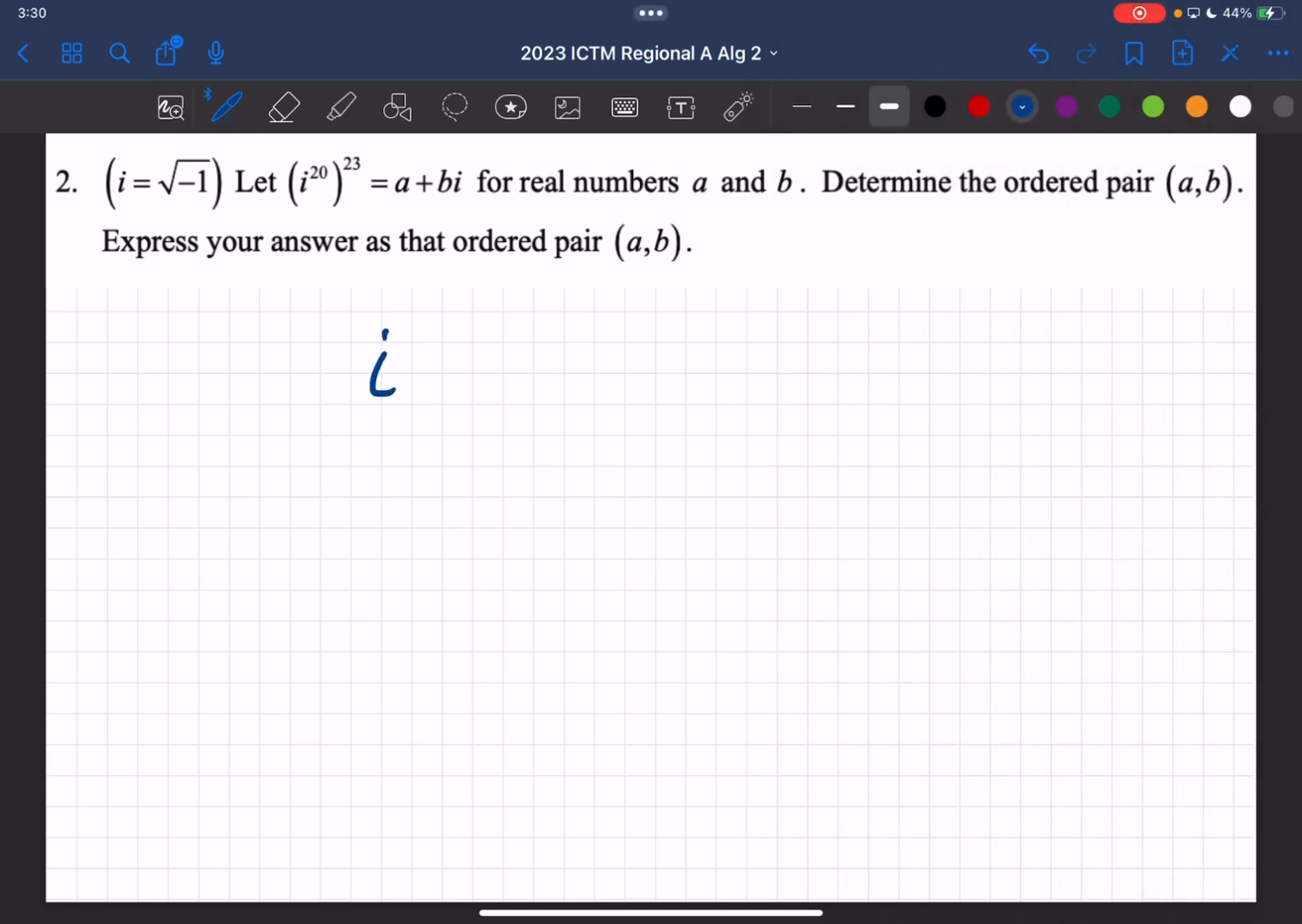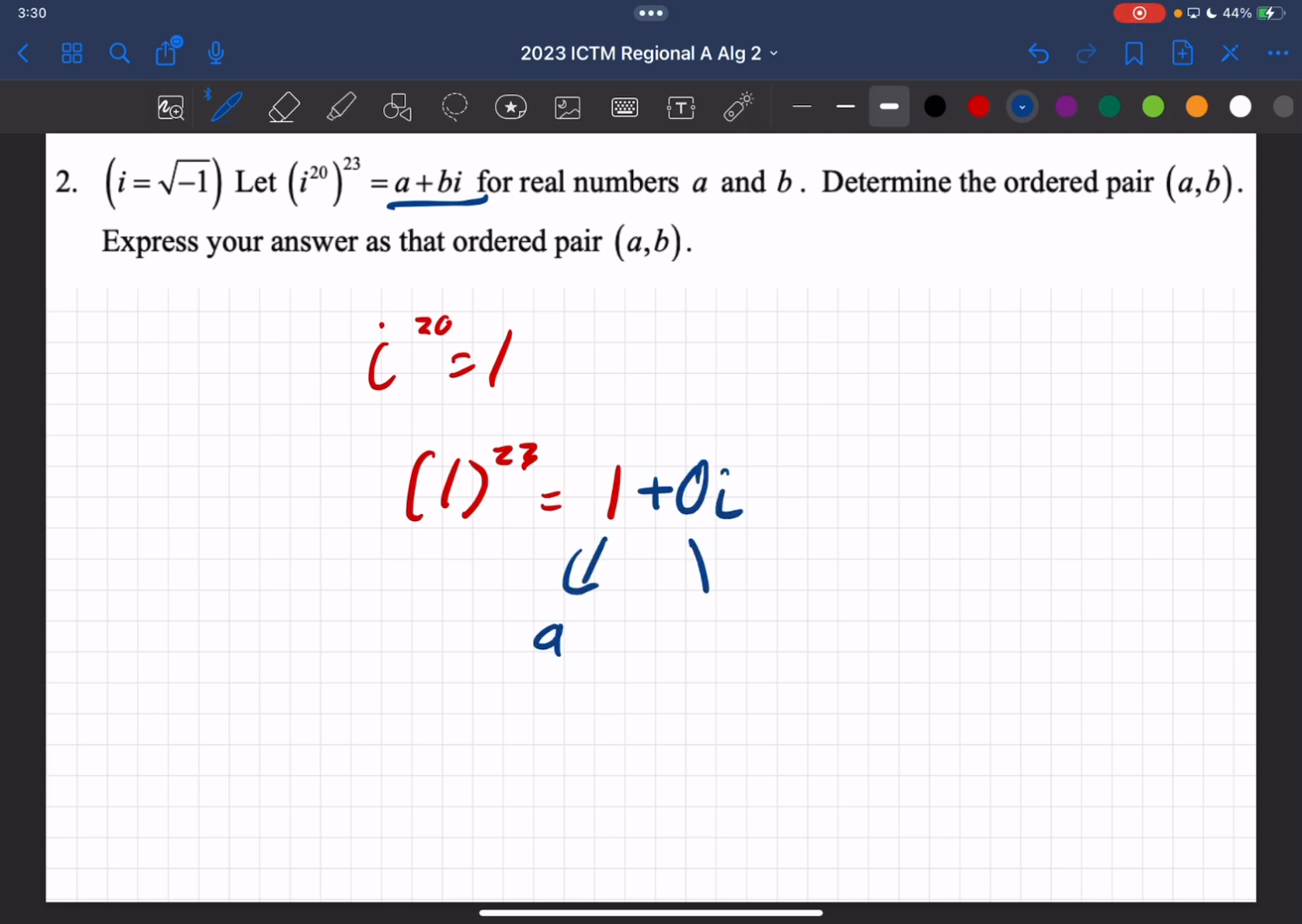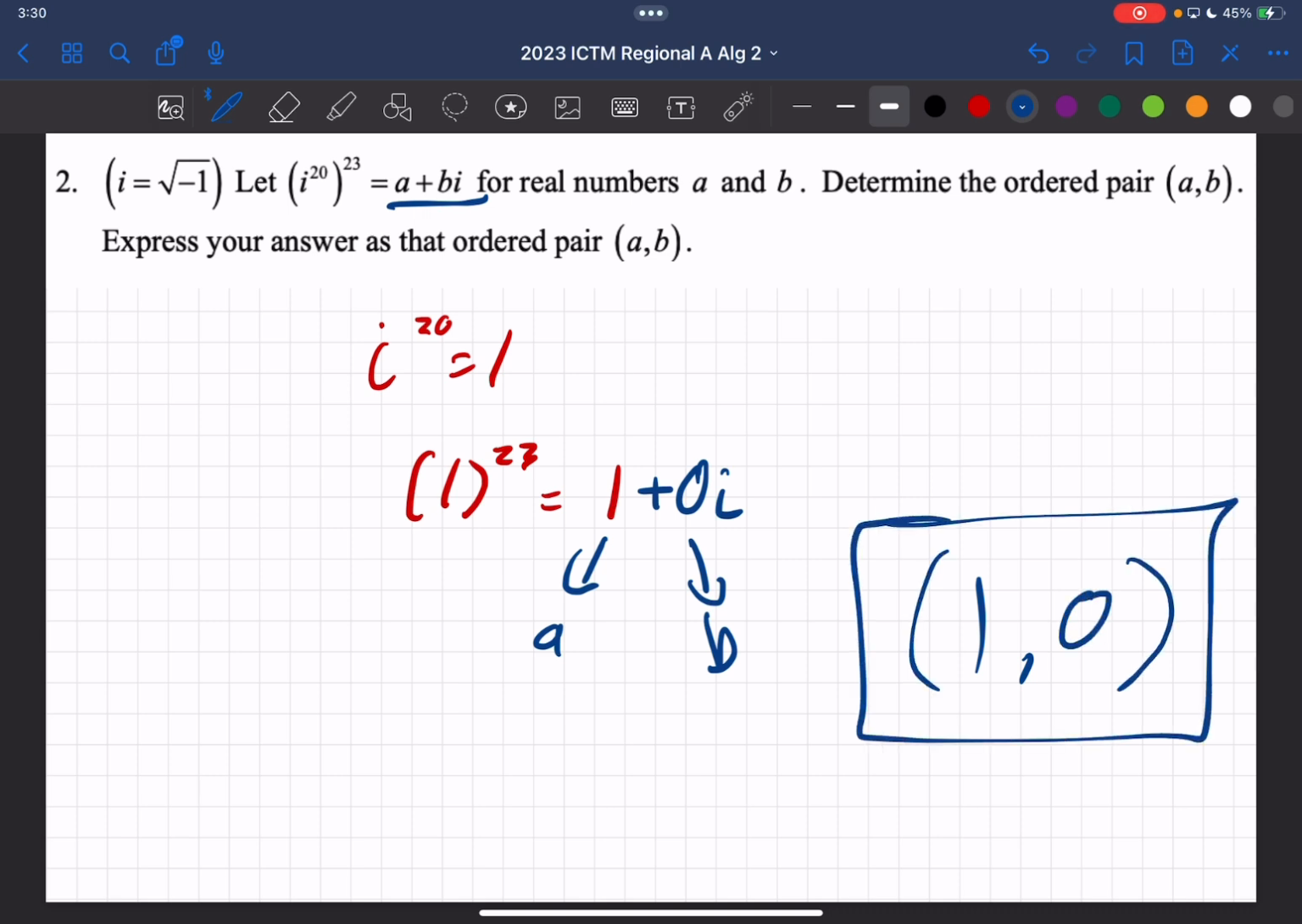So i to the 20th equals 1. So 1 to the 23rd power equals 1, but I want it in this form. So that means it's 1 plus 0i, where 1 is a and 0 is b. So my guess is a lot of people probably got this wrong because they just said 1 when they should have written it as the ordered pair 1, 0.